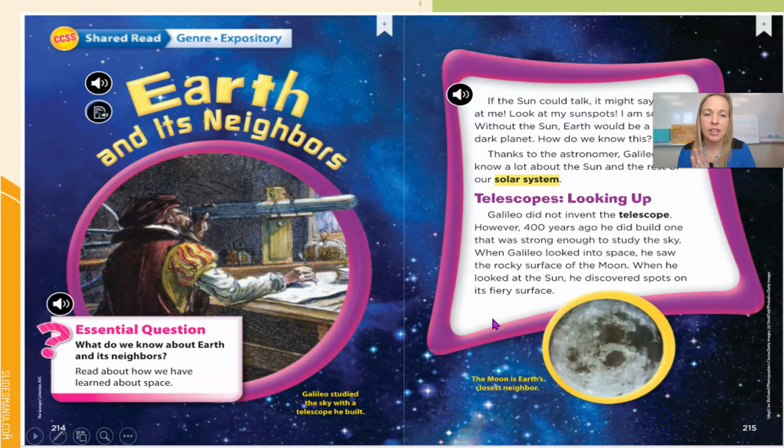So there is one. And then again, boys and girls, I can see the moon. The moon is Earth's closest neighbor. And then it said he studied the sky with the telescope he built. So let me go ahead and move on.